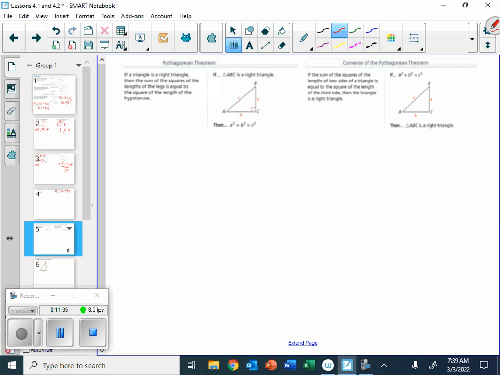So Pythagorean theorem says if a triangle is a right triangle, so it has to be a right triangle. You can't use this with any other triangle. It has to be right. Then the sum of the squares of the length of the legs is equal to the square of the length of the hypotenuse. A squared plus B squared equals C squared.